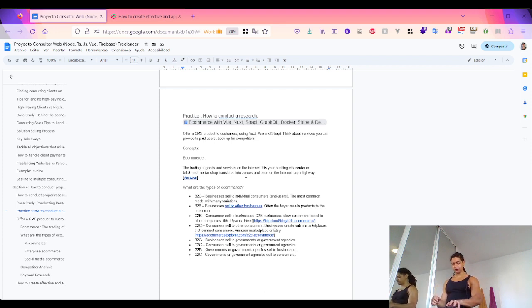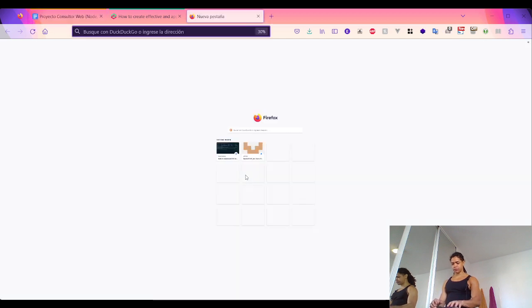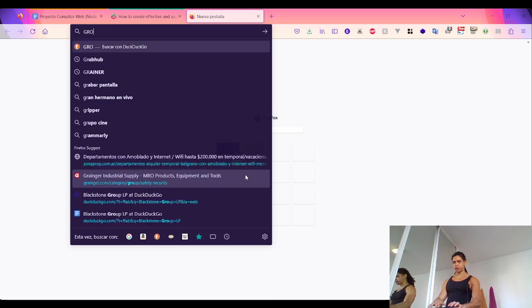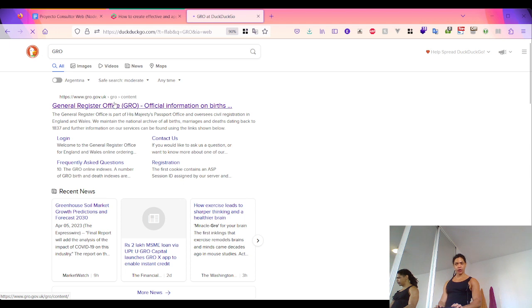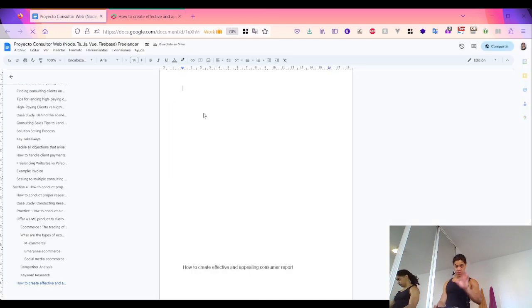General Register Office, which is this. Come on, General Register Office. Let me see if I can find this acronym. Yeah, the General Register Office. Okay.